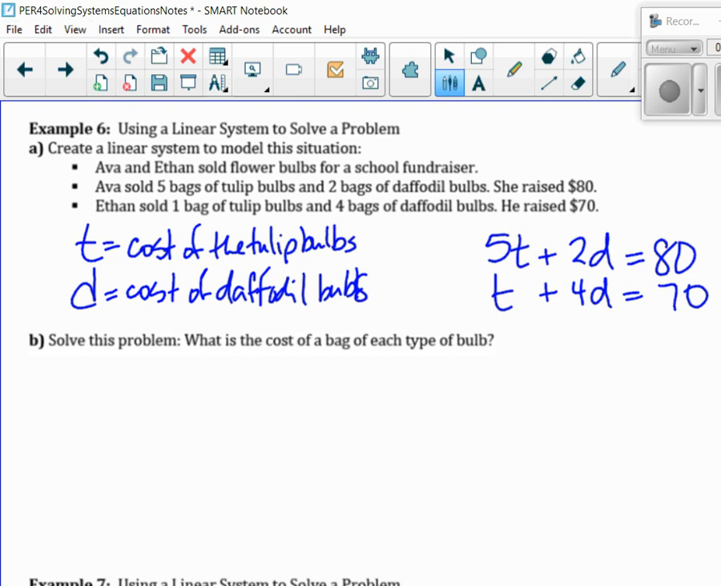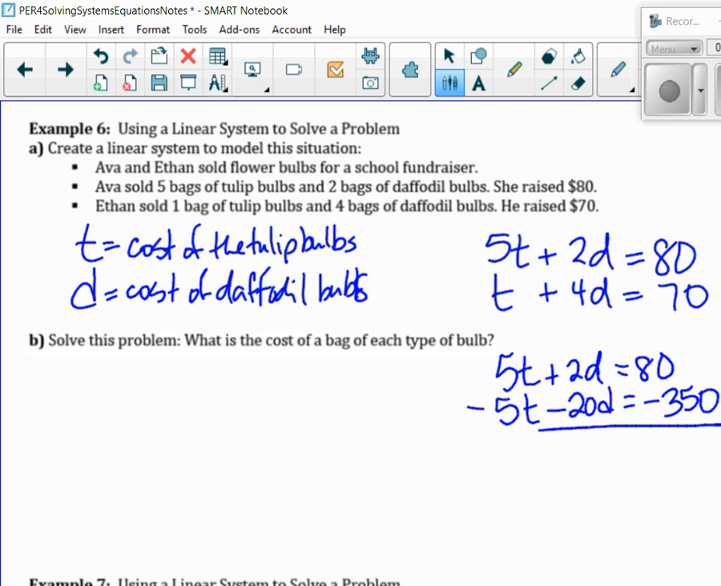Which one's nicely set up to eliminate? The T, right? Because what would I have to multiply this one by? Multiply it by -5. Why -5 and not just 5? They have to be opposite, right? So 5t plus 2d equals 80. This is minus 5t minus 20d equals minus 350. Do you see the 5t's will eliminate? Oh, for sure. You can times the top one by -2 and you could get rid of the d's. Yep. So what do I get here?